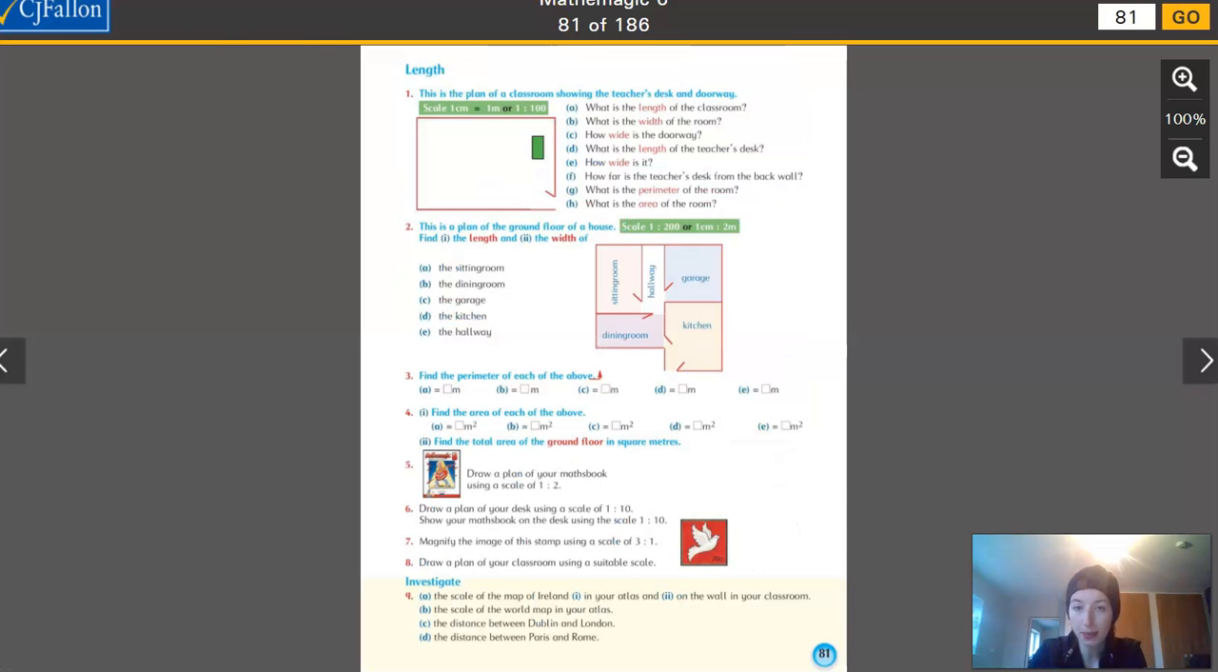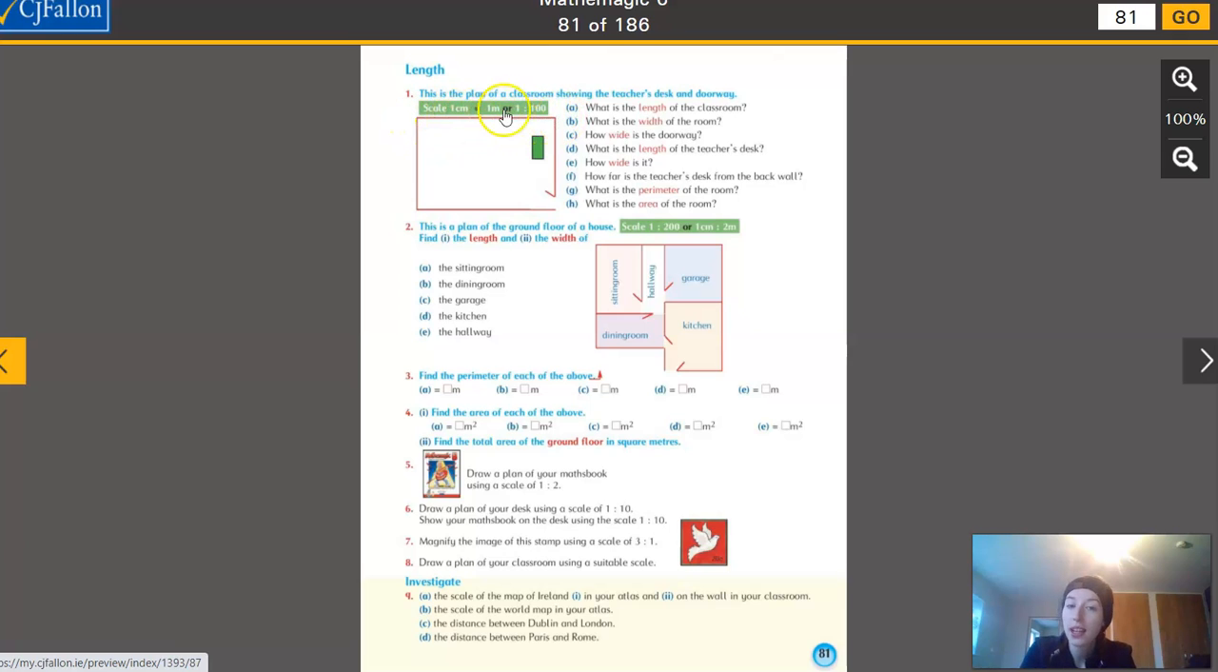So this is Tuesday's work, okay? You're going to be learning about scale. With the first one, number 1, it says scale 1 centimeter equals 1 meter, or 1 to 100. That means 1 centimeter to 100 centimeters, okay? They are asking you, what is the length of the classroom? You actually use your ruler to measure out all of these, okay?